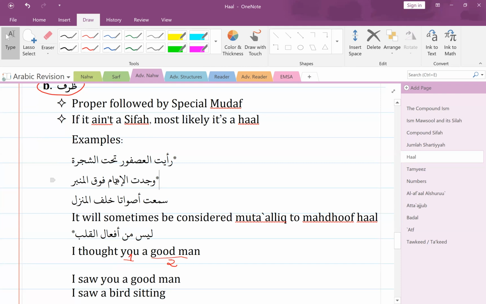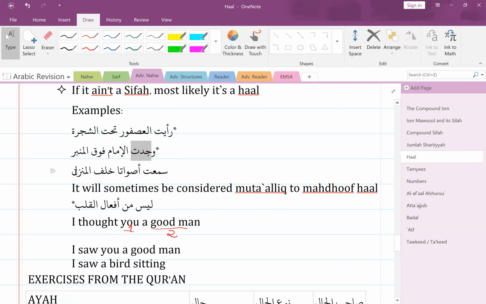Or وجدت الإمام فوق المنبر. I found, again, وجد is one of those fi'ils that take up two maf'uls. So وجدت الإمام, I found the Imam فوق المنبر, above or on the minbar. How did I find the Imam? I found him above the minbar.